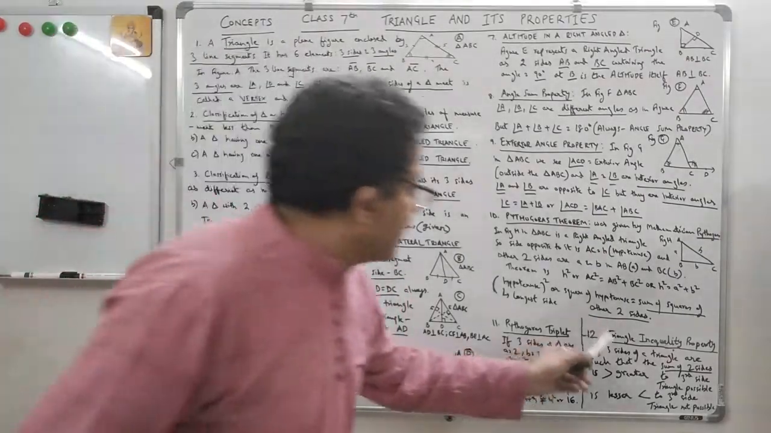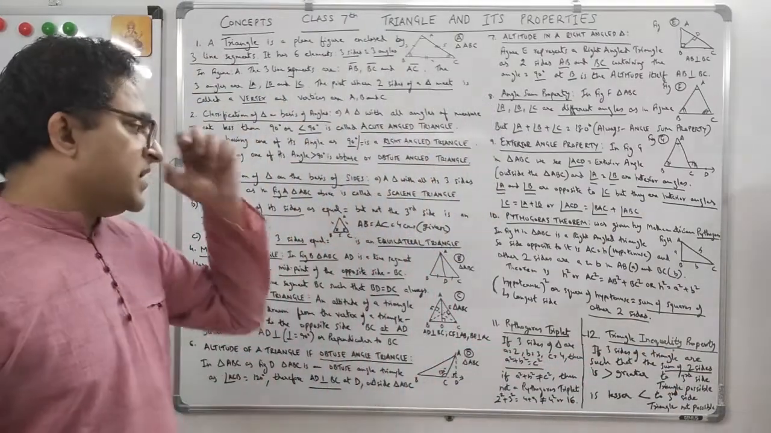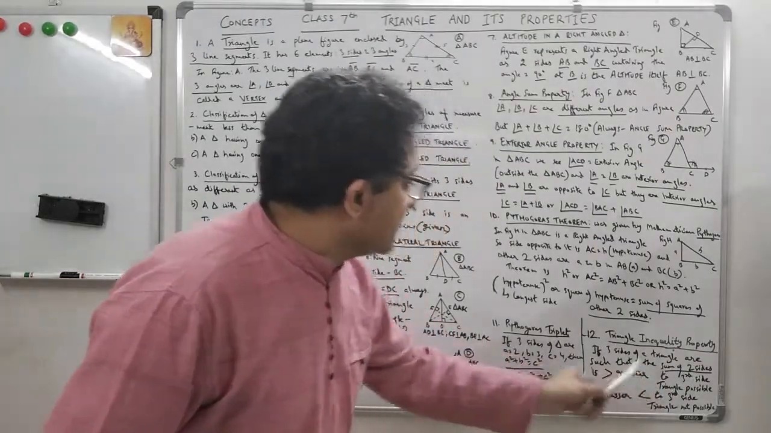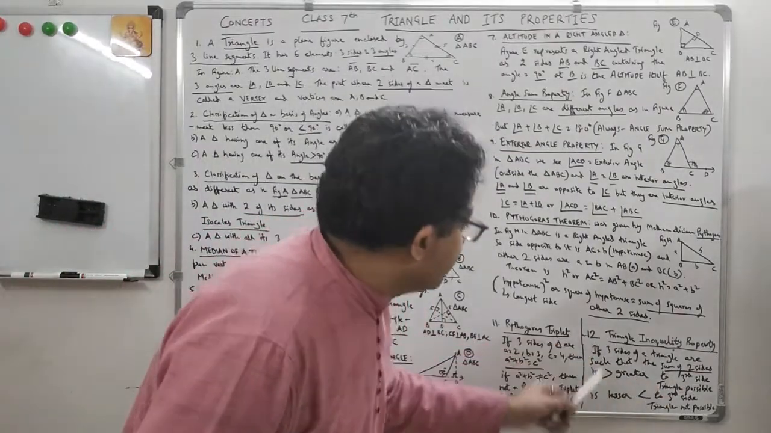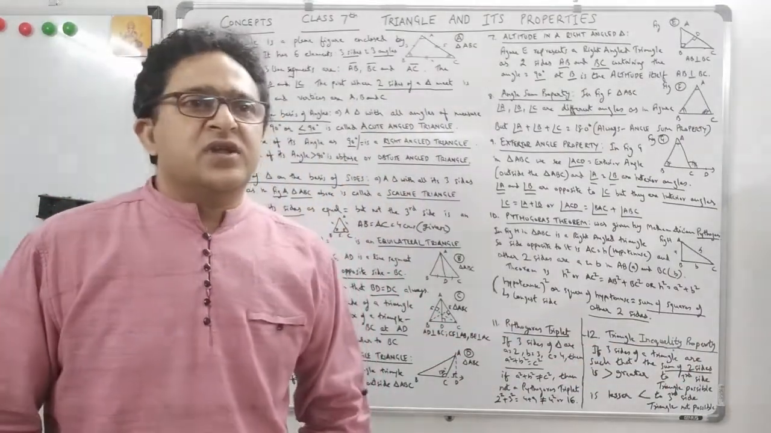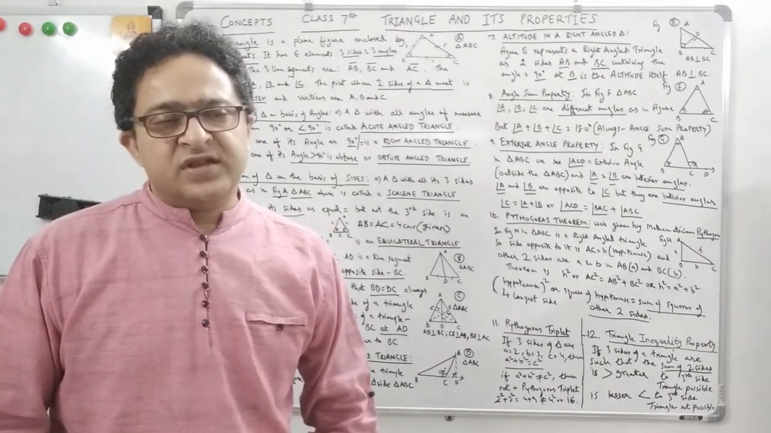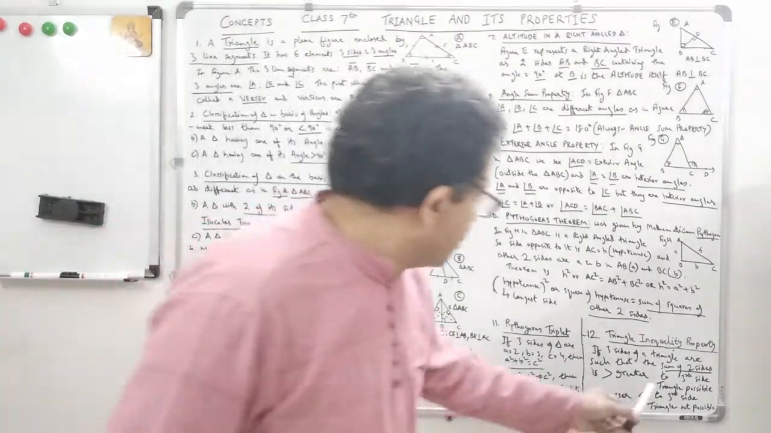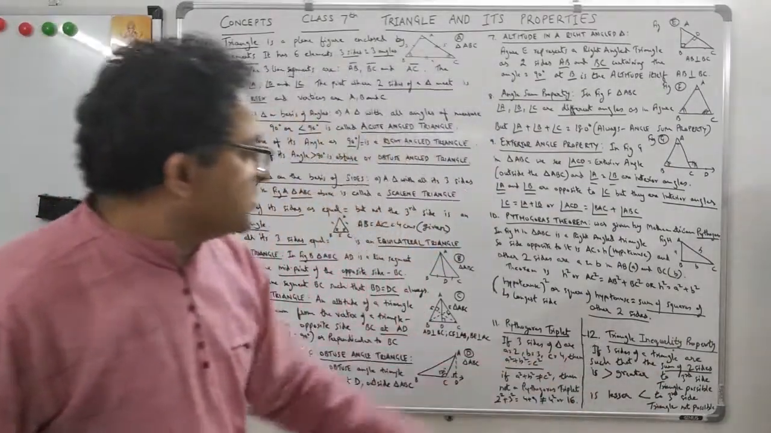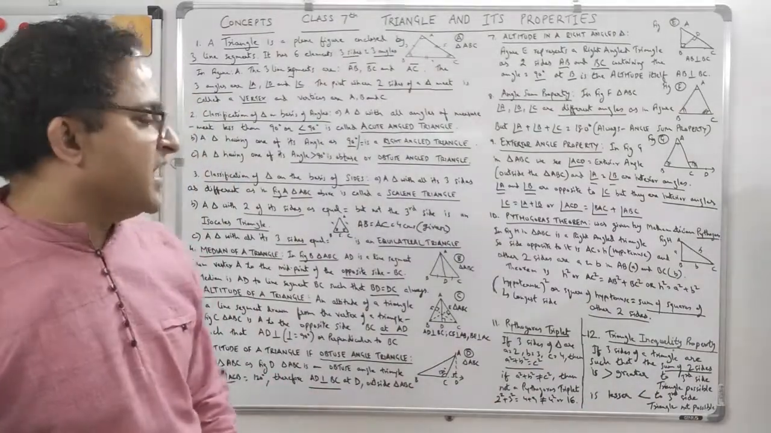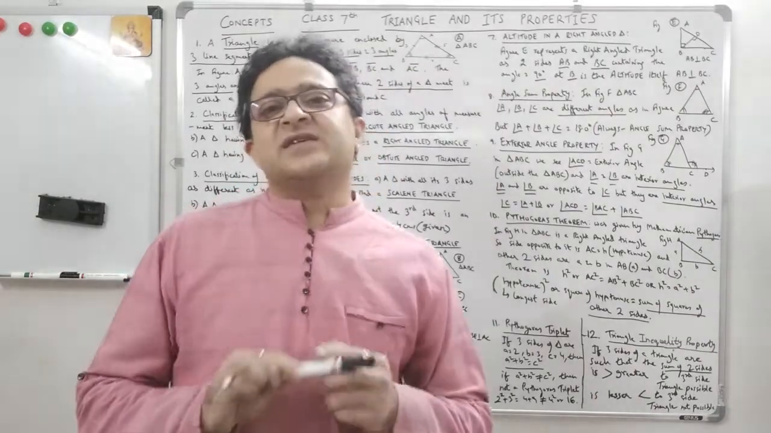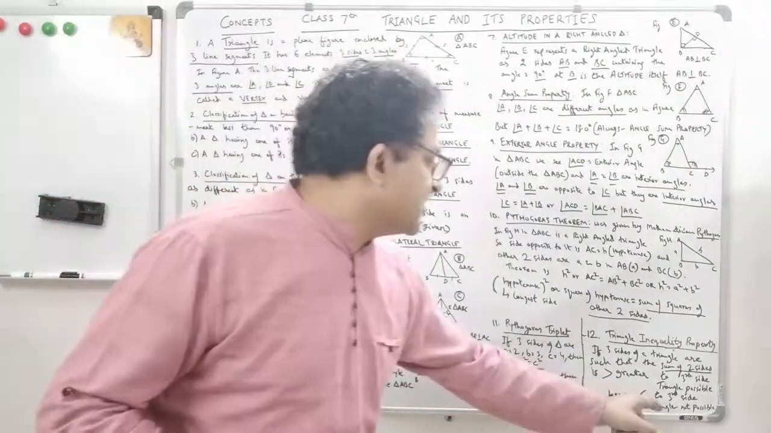Now last is the triangle inequality property. As the very word says, if three sides of a triangle are such that the sum of two sides is greater than the third side, say you take sides 2, 3, and 4, then the triangle will be formed. You will be able to make the triangle. But if the sum of the two sides is lesser than the third side, then the triangle will not be formed.